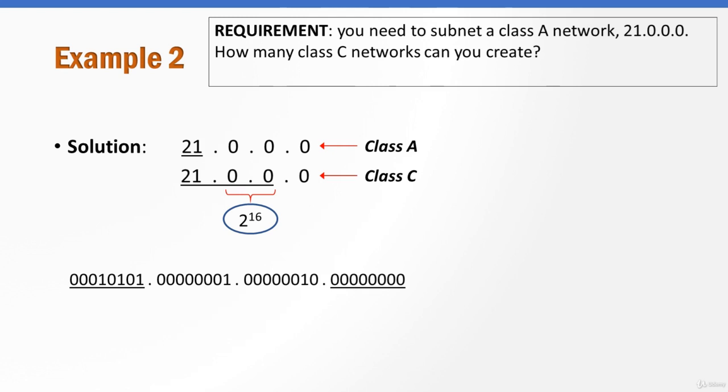Our last Class C subnet in this example is going to be 21.255.255.0. So we're going to go all the way from 21.0.0.0 to 21.255.255.0. So hopefully you got the point. We start changing the third octet first, and then once we've filled out the third octet for the first time, we change only 1 bit in the second octet. And then we start filling out the third octet all over again.